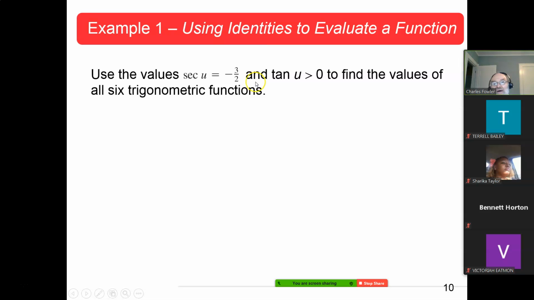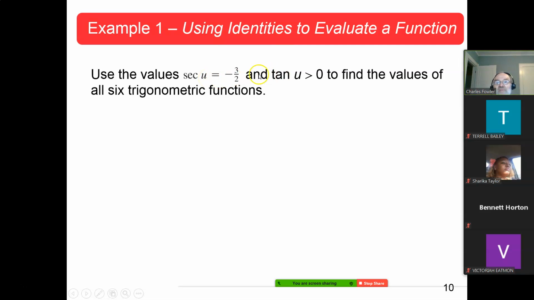Okay. Now, they also tell you that tangent u, same u, is positive. Well, where is tangent positive? First quadrant or third quadrant? Well, secant was negative in second or third. Tangent is positive in first and third. You must be in the third quadrant. So these two pieces of information tell you u is in the third quadrant.